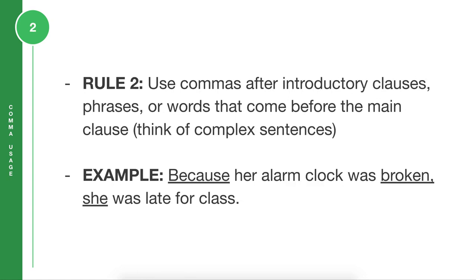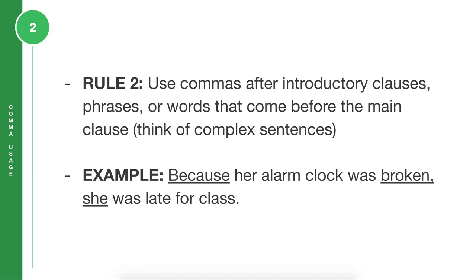Now, rule number 2 is that we are going to use commas after introductory clauses, phrases, or words that come before the main clause of the sentence. And for this rule, you should think about complex sentences. In our example, we have the sentence that says, because her alarm clock was broken, she was late for class. Now, our sentence has a dependent clause at the beginning, because her alarm clock was broken, followed by an independent clause, she was late for class. Our dependent clause means that we are going to need a comma between the 2. Now, for a dependent clause plus an independent clause, we do not need a coordinating conjunction or a fanboy between those. We just use the comma.